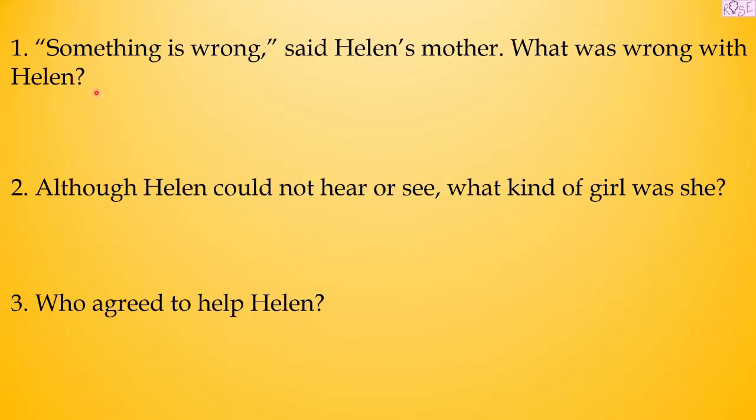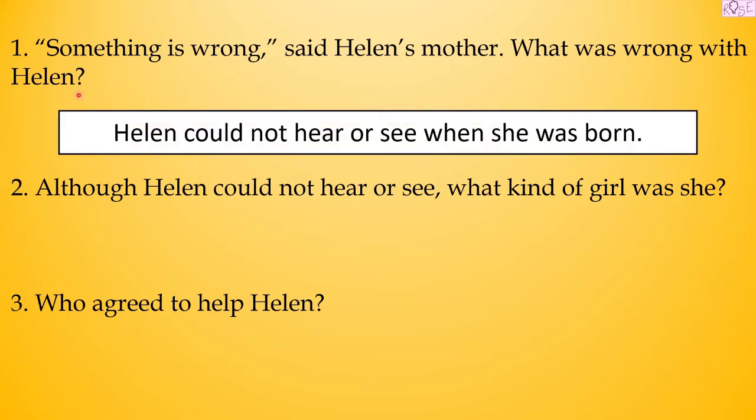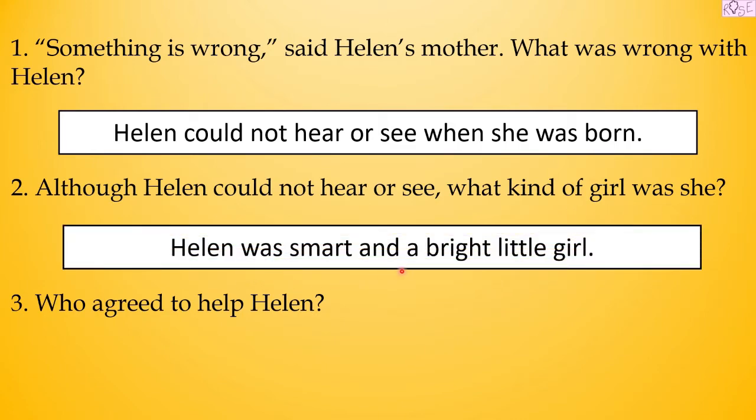So question 1 was, something is wrong, said Helen's mother. What was wrong with Helen? Helen could not hear or see when she was born. Yes, she could not hear or see when she was born. Second question was, although Helen could not hear or see, what kind of girl was she? Helen was a smart and a bright little girl.